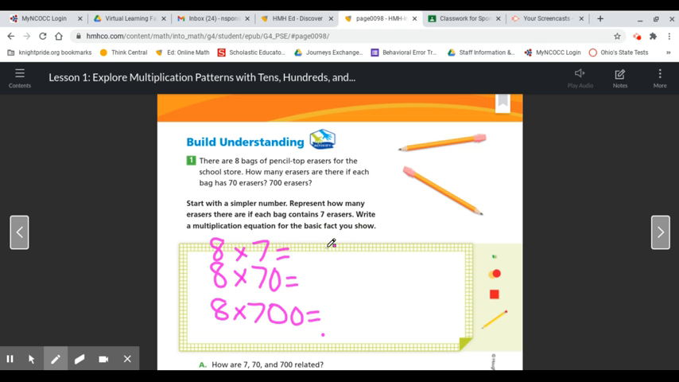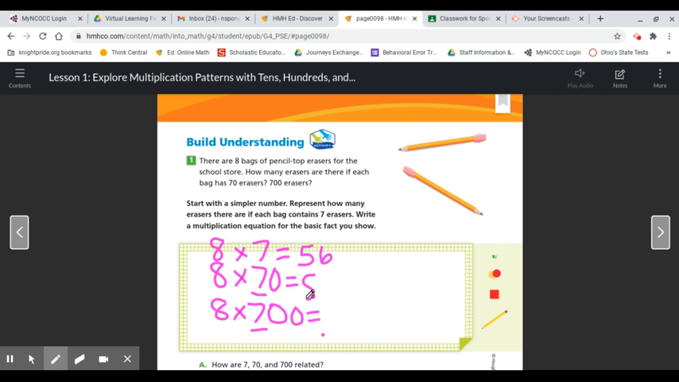And 8 times 7 is 56. Hope you got that right. Okay. I can use that basic fact of 8 times 7 equals 56 to help me know what 8 times 70 is and what 8 times 700 is. If you look, I have the same basic fact in those equations.